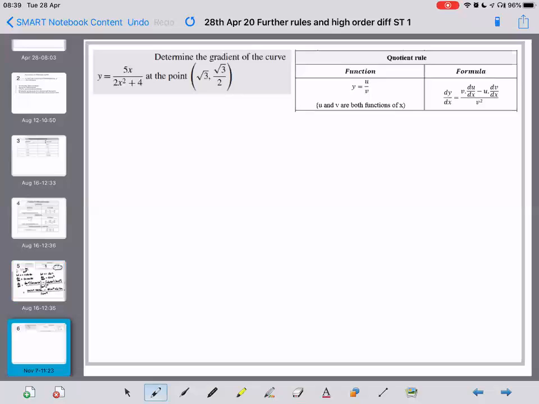So here the problem says determine the gradient of the curve at the point where x is equal to root 3, y is equal to root 3 over 2. So this is one where you've got to differentiate and then enter those values in to find out what the slope is at that point.